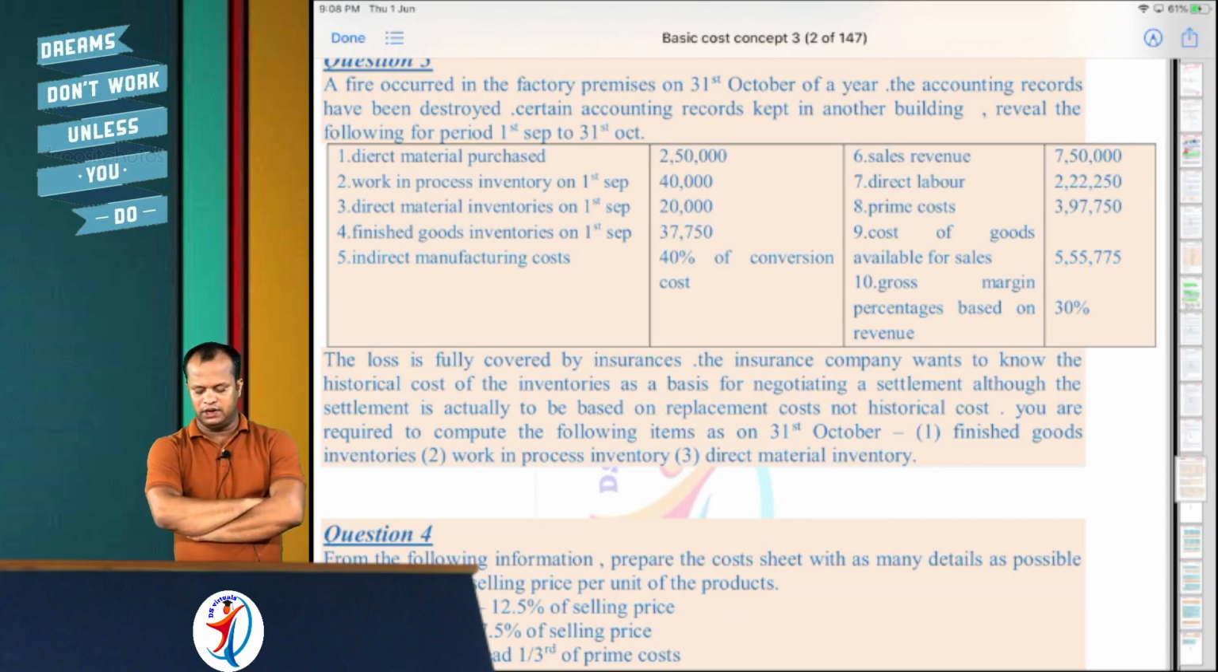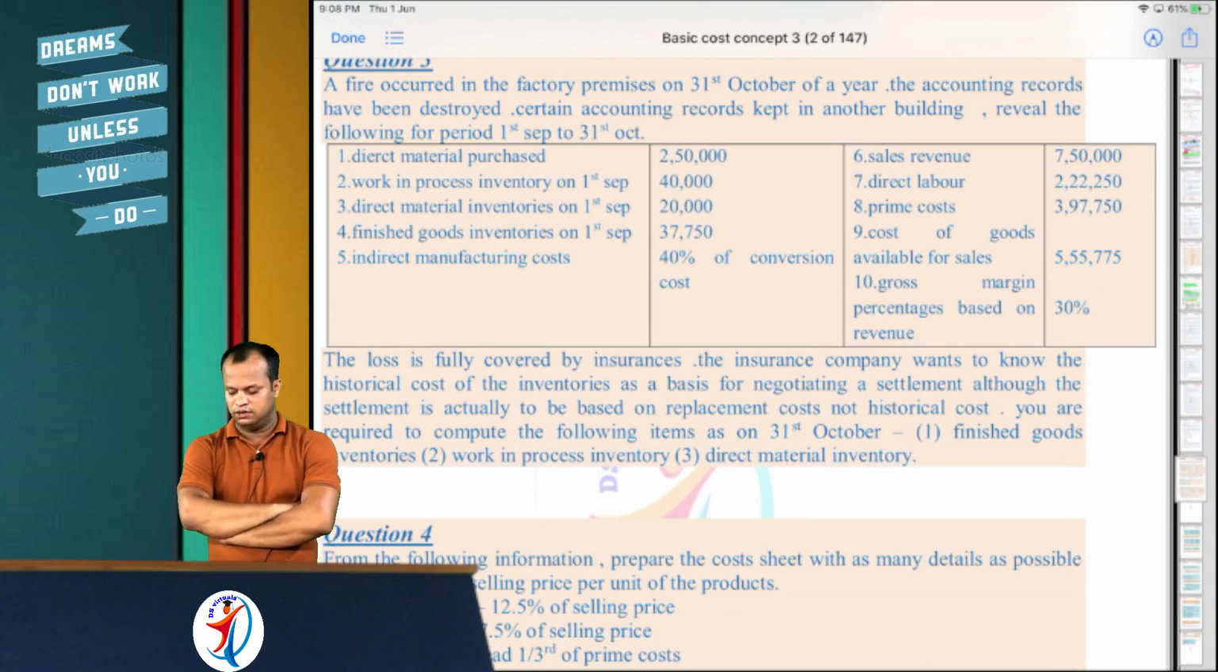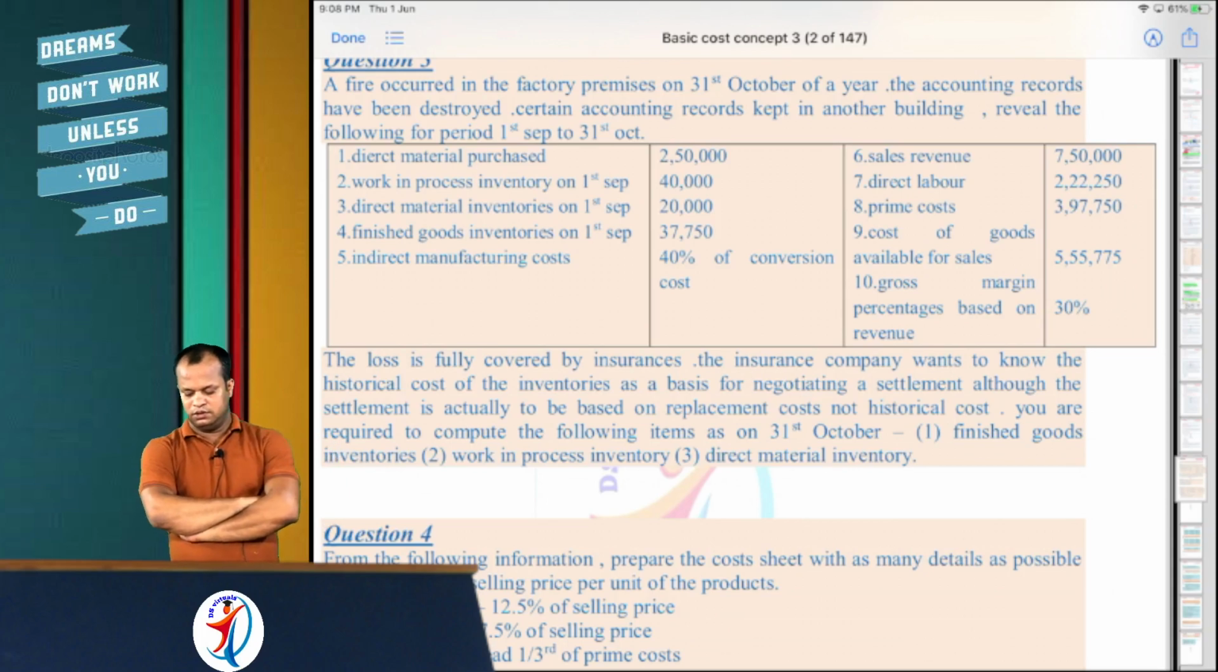Indirect manufacturing cost is 40% of conversion cost. Sir, what is conversion cost? I will explain conversion cost. Just wait and read the remaining data of the question. Sales revenue 7,50,000, indirect labor 2,22,250, prime cost 3,97,750, cost of goods available for sale.